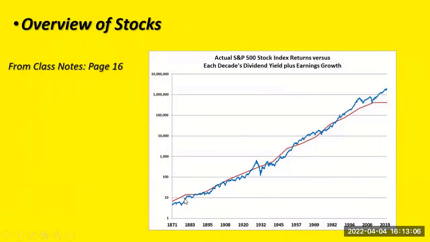1871. Anytime you say 1871, you think Shiller. This is Shiller's data. So you go back to 1871, and I just did every decade's dividend yield plus earnings growth. And I put on top of that the blue line, which is the actual stock market. We talked about how that actually was a pretty good estimate until just recently, where the stock market looks somewhat expensive.